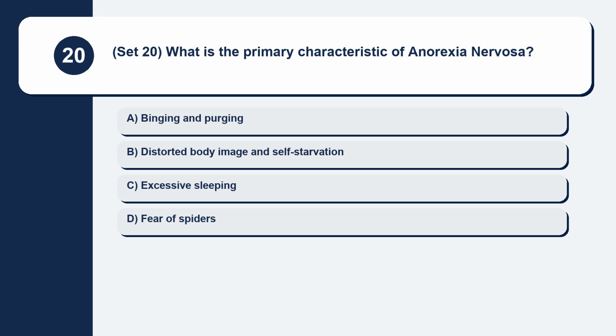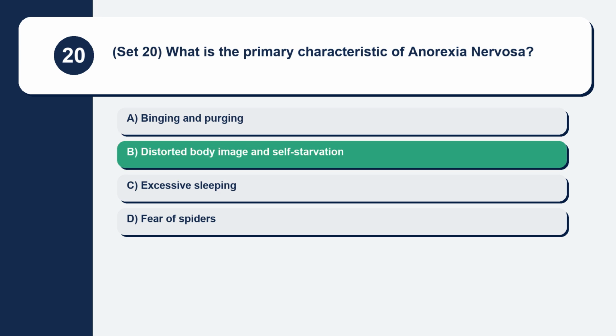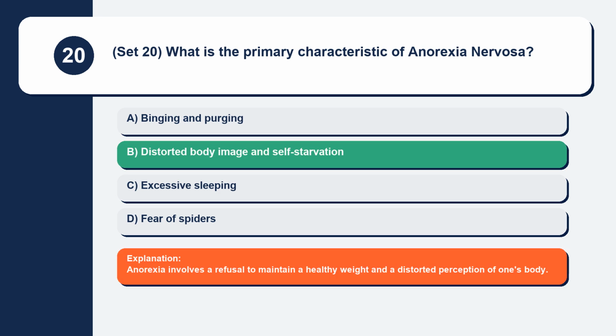Question 20. Set 20. What is the primary characteristic of anorexia nervosa? Binging and purging, distorted body image and self-starvation, excessive sleeping, fear of spiders. Anorexia involves a refusal to maintain a healthy weight and a distorted perception of one's body.